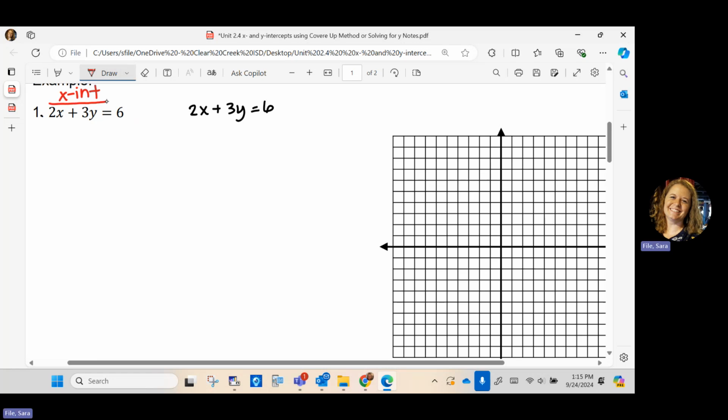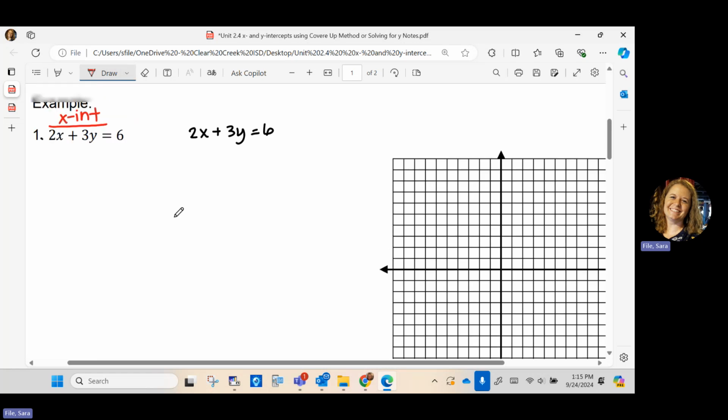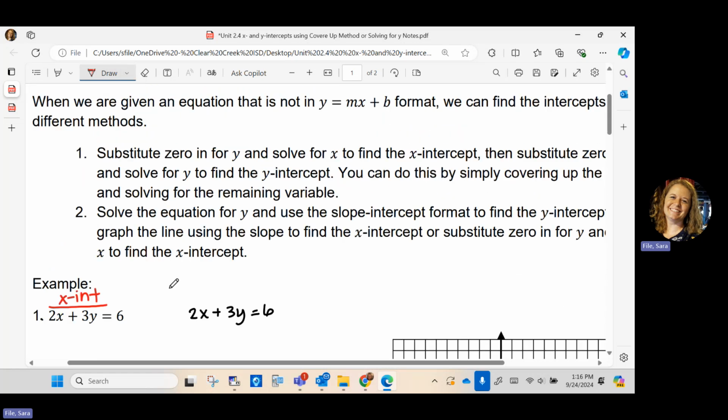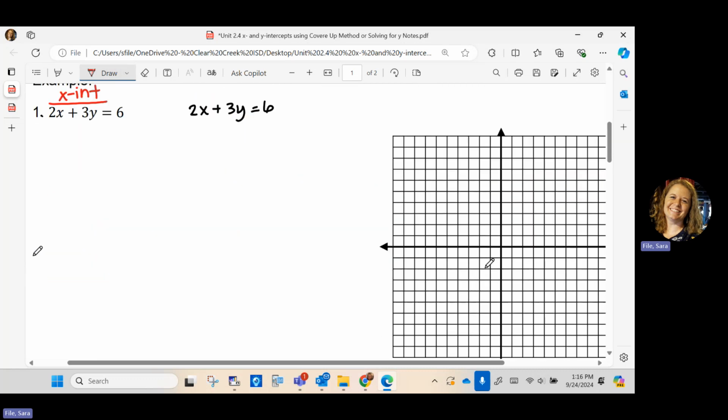Now what we need to remember is, if we want the x-intercept, what did it say up here? To find the x-intercept, substitute 0 in for y. So in place of the y right there, I'm going to have a 0. That 3 is still going to be multiplied. We're still going to have 2x. We're still going to have equals 6.